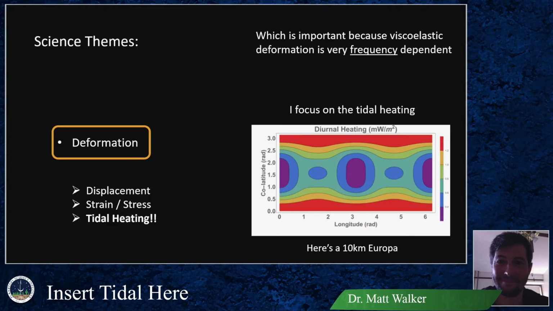Next. So tidal heating, right? This is my pretty tidal heating pattern. This is a 10-kilometer Europa, so fairly thin shell. You probably can't see that this is only about 1 milliwatt per meter squared here. So it's a low flux, and that happens because it's a pretty thin shell. So this is just a typical tidal heating pattern. I just thought I'd show it because it's a nice picture.